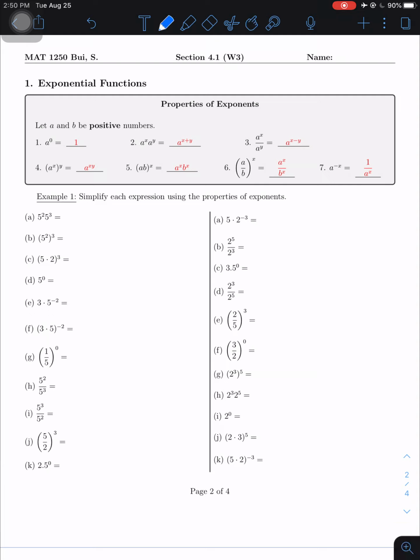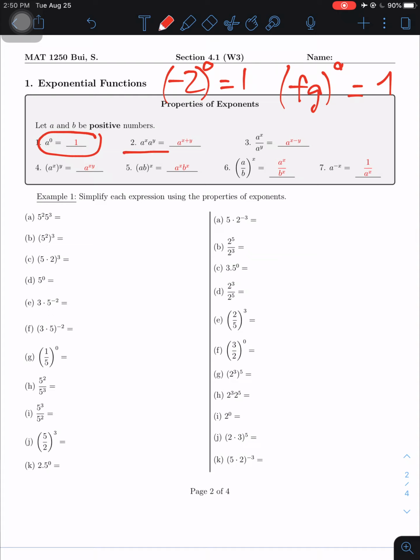Alright, let's talk about the very first rule, the very first property of exponents. A to the 0 equals 1. Okay, so anything to the power of 0 equals 1, okay? So if I have 2 to the 0, this is 1. A to the 0, this is 1. F and G, both to the 0, this is also 1, okay? Even negative numbers to the 0, they all equal 1, okay? Regardless of what base you have, as long as your exponent is 0, the answer has to be 1, okay?